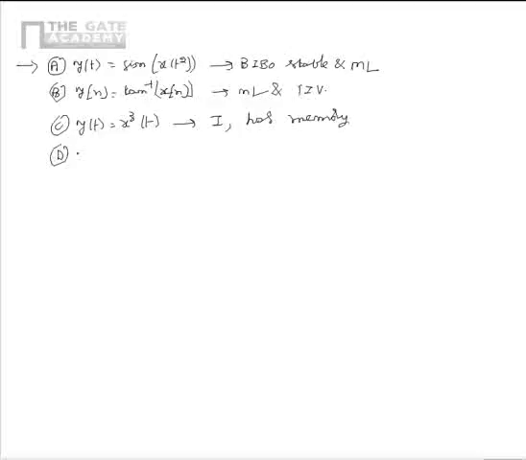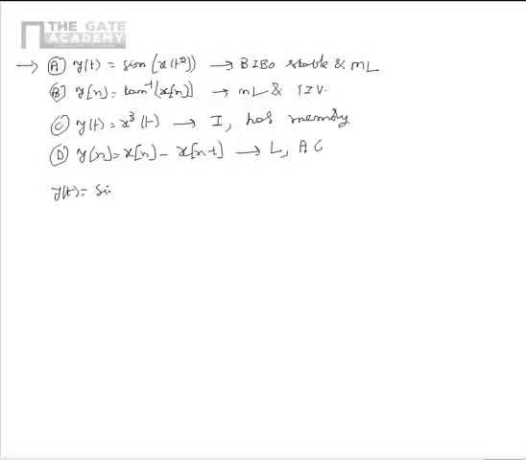Option D corresponds to a system y of n is equal to x of n minus x of n minus 1. Here it's given that the system is linear and anti-causal. We have to pick the correct option out of the given options.